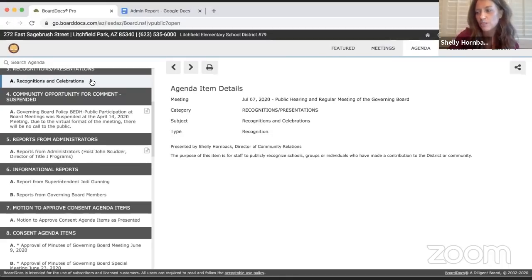They've donated over 10,000 masks to healthcare and essential workers, and they are giving us 1,000 masks for our employees so that we can return to school safely.